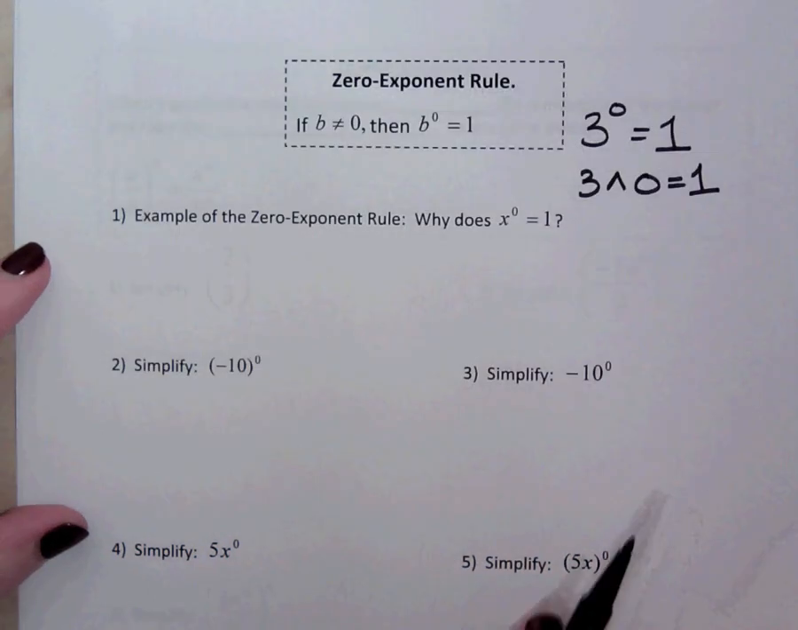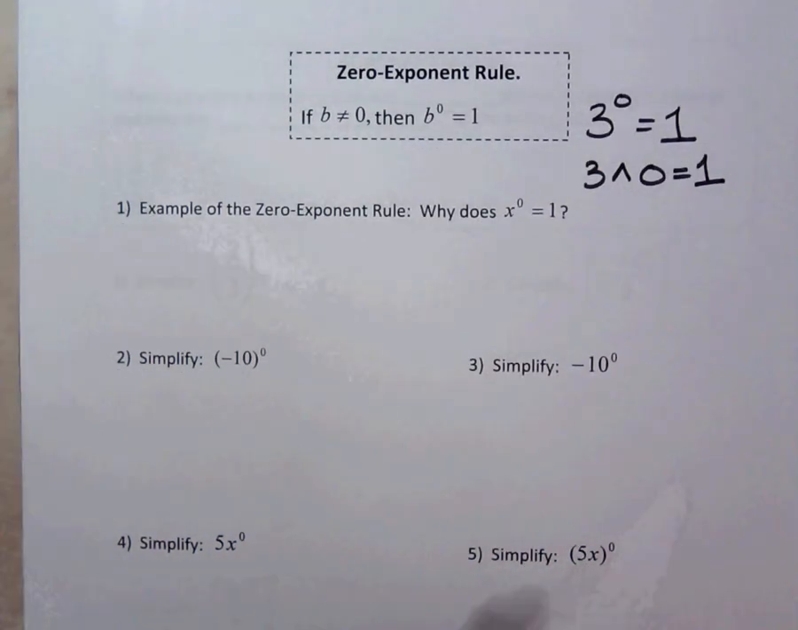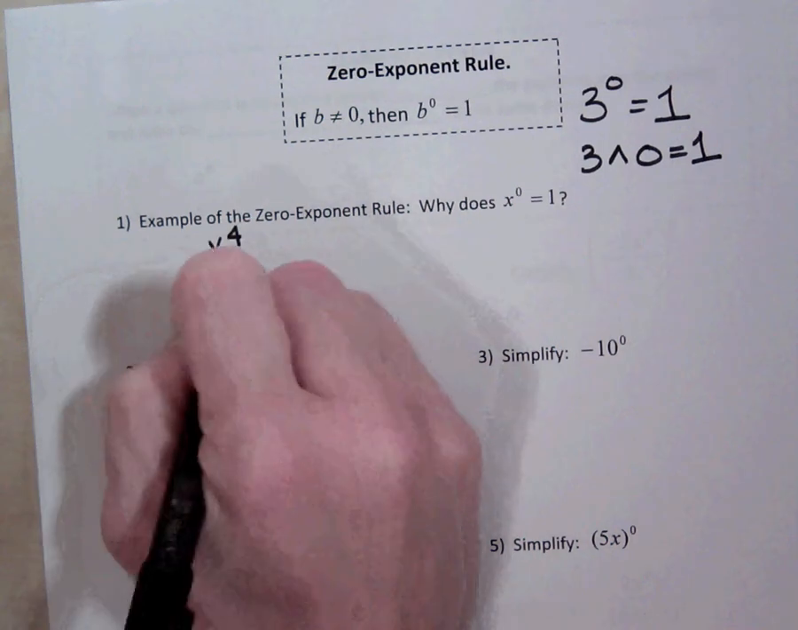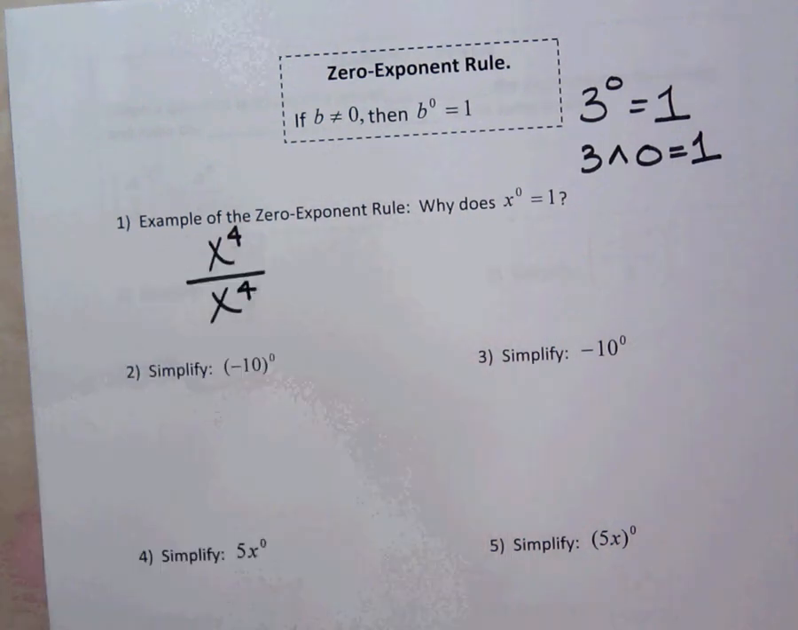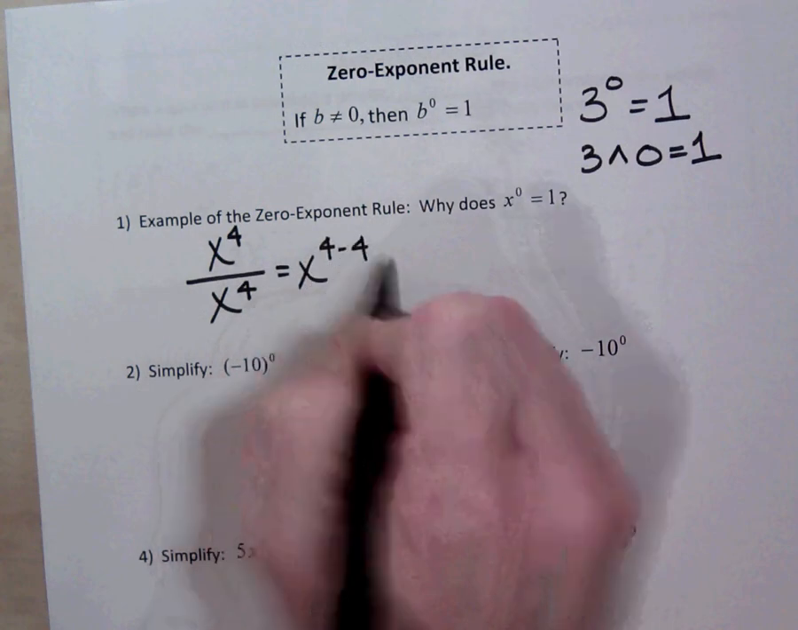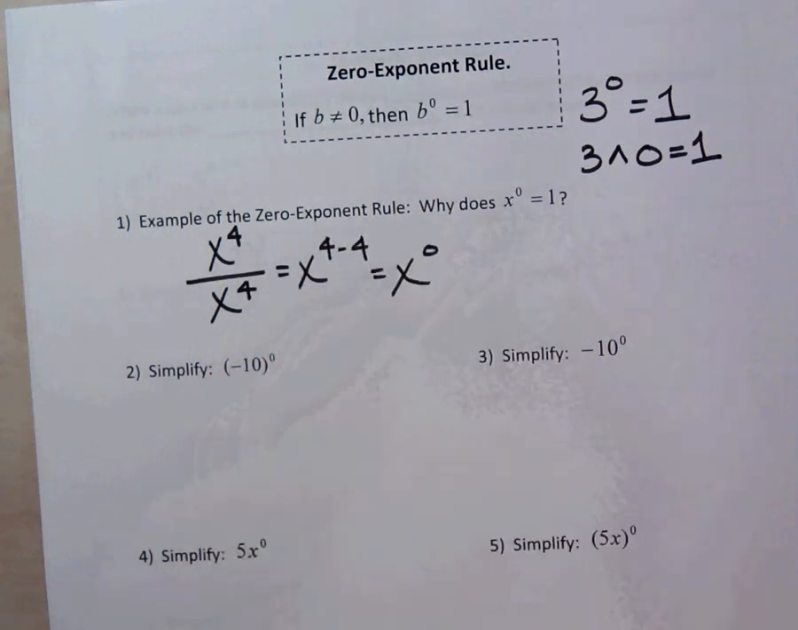Alright, so example of the 0 exponent rule. Why does x to the 0 power equal 1? Well, again, let's look at the same example we looked at last time. x to the power of 4 over x to the power of 4 gives me x to the power of 0 if I use the quotient rule.